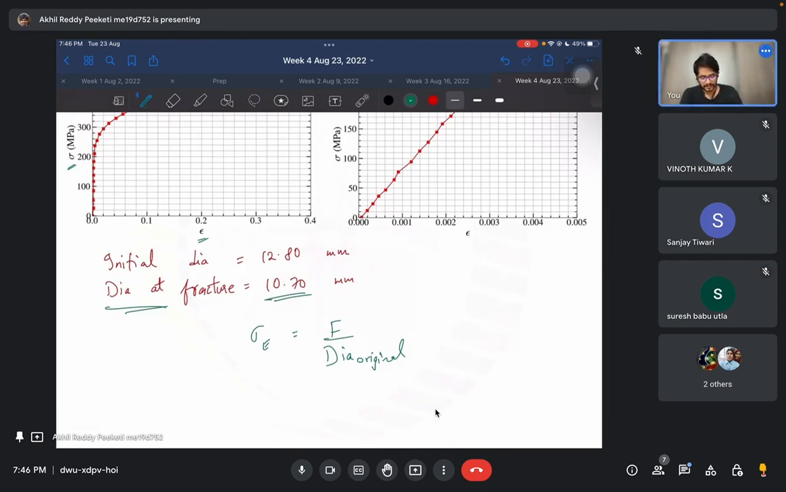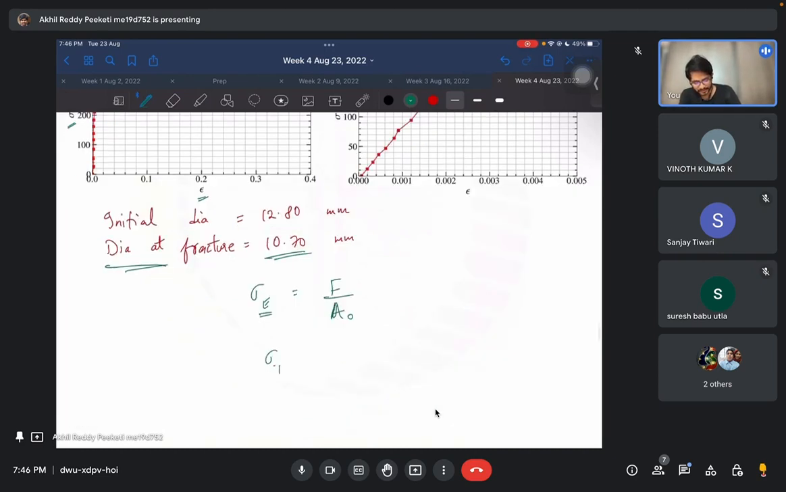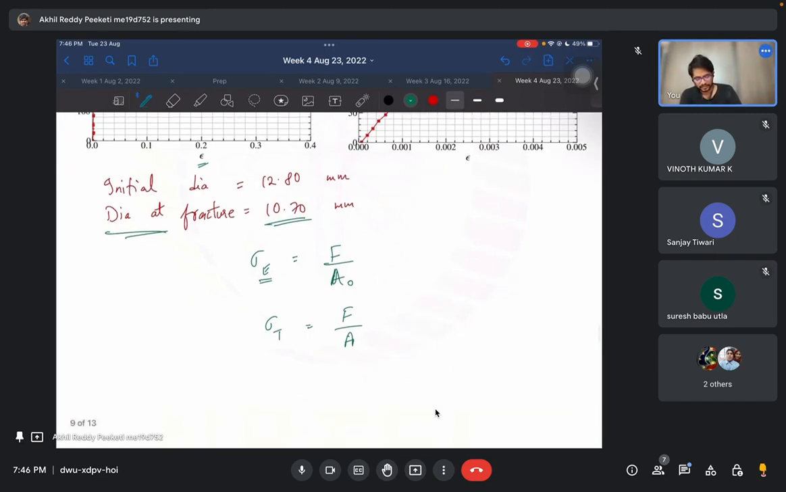Is that right? So let's just make it A naught. So this is the engineering stress, but in true stress, it's F by instantaneous area, right? Now, because you know sigma E and A naught, you can estimate the F. So from that F, you can keep that here. Because you know the area at fracture, you can keep that, then you will get the true stress.